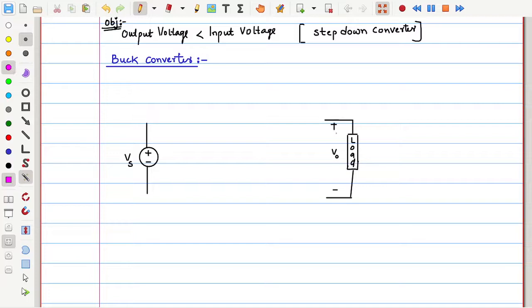And especially in a DC system, we will use every time one capacitor across the load. Every time. This is standard practice. I will tell you why. Okay. So, we will use one capacitor across the load. So this entire thing is the load side system.